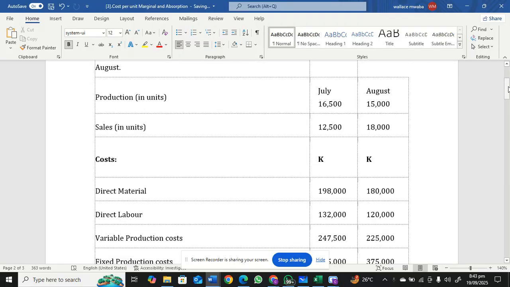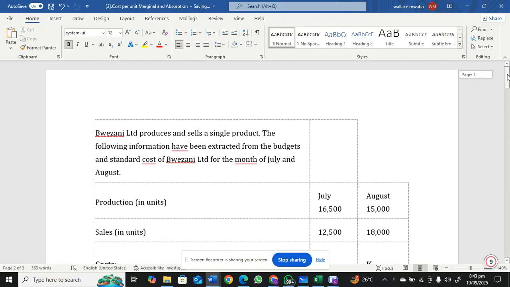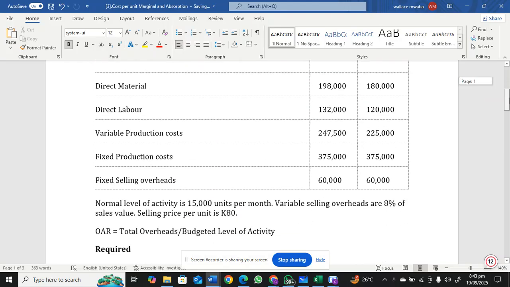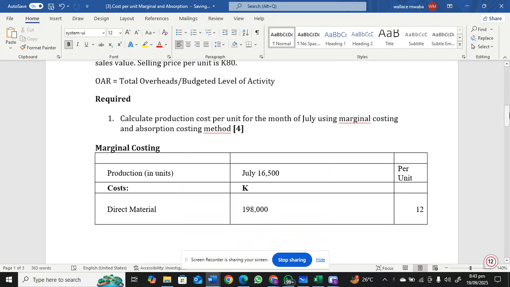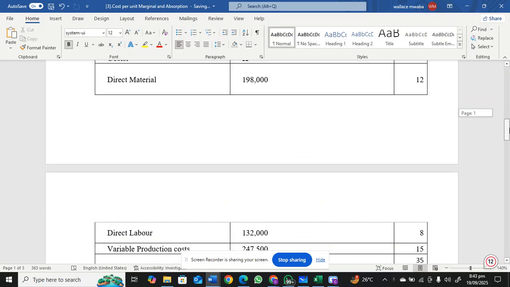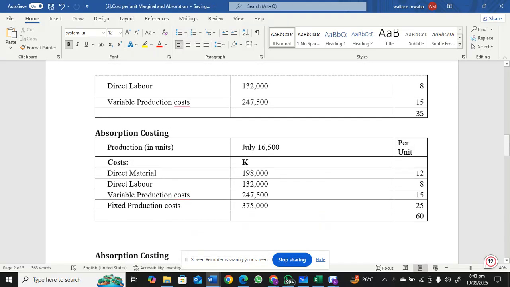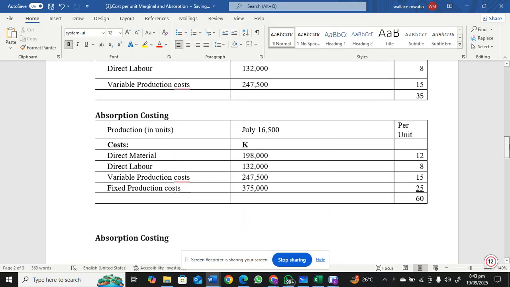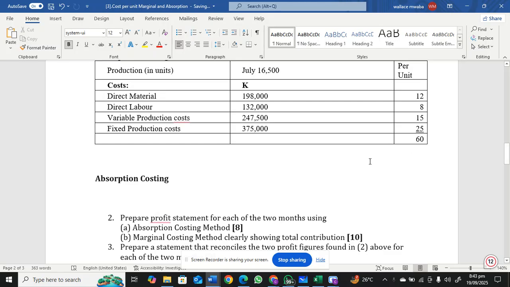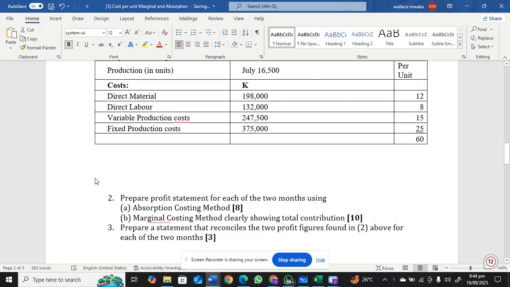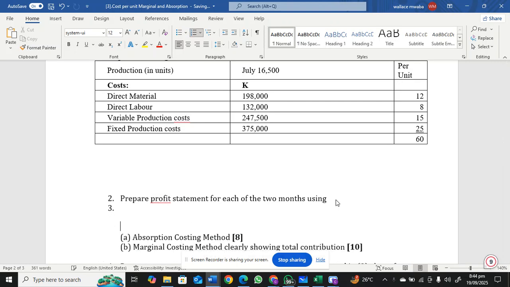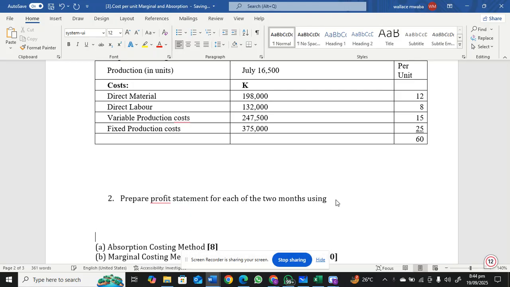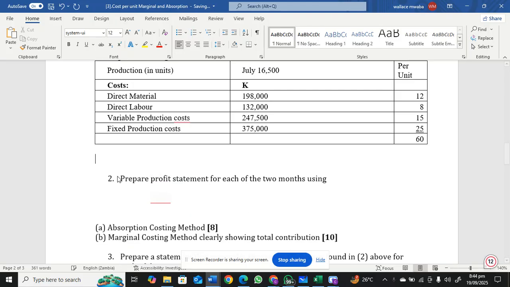Okay, so still dealing with this question for Boys Unlimited, right? We've calculated the production costs for marginal costing and the production cost for absorption costing. Now we need to make the profit statement using both methods, marginal and absorption costing. So I'll start with marginal costing because it's the most consumer friendly. Then we'll go to absorption.